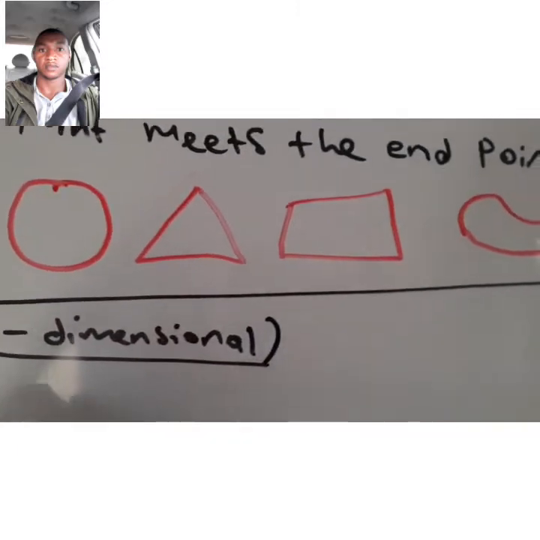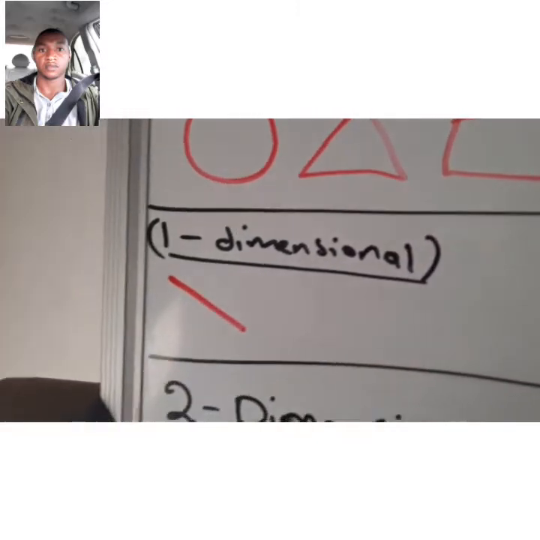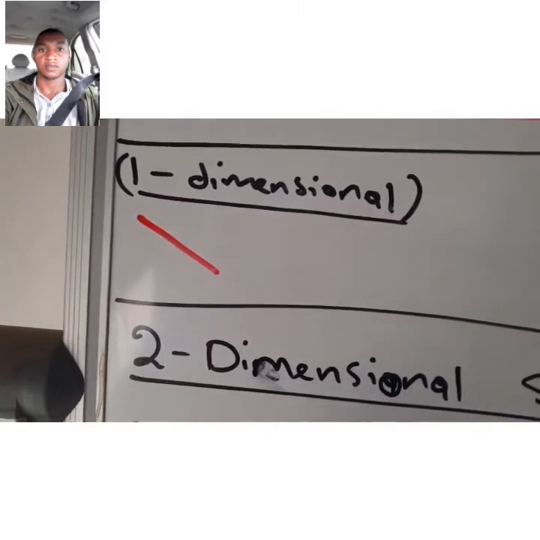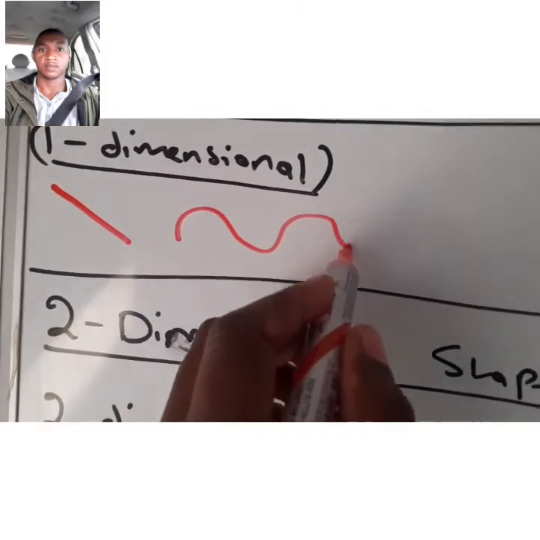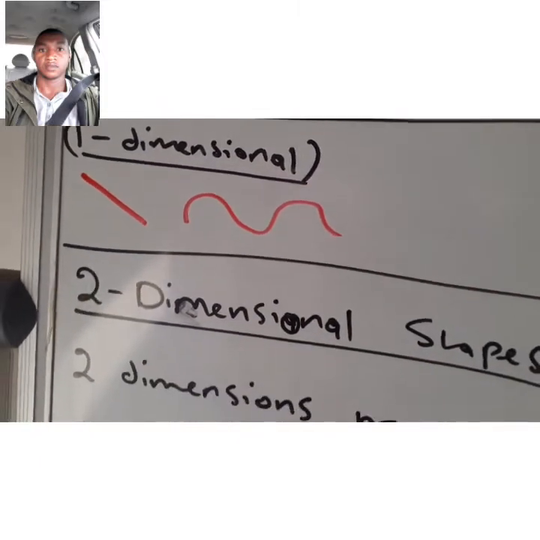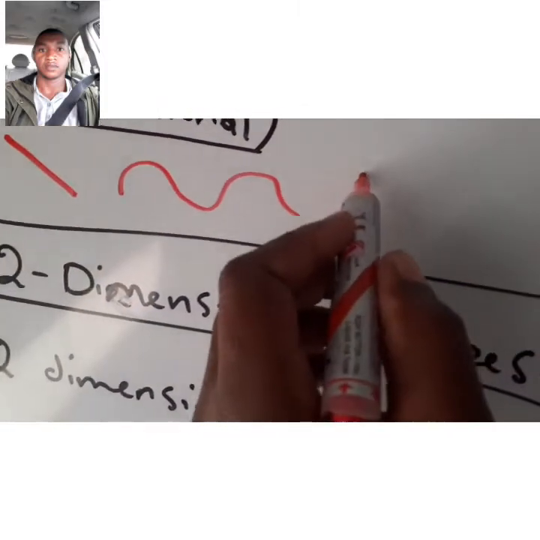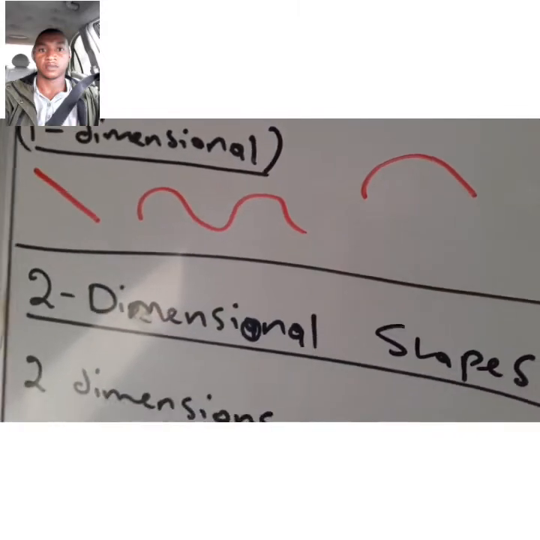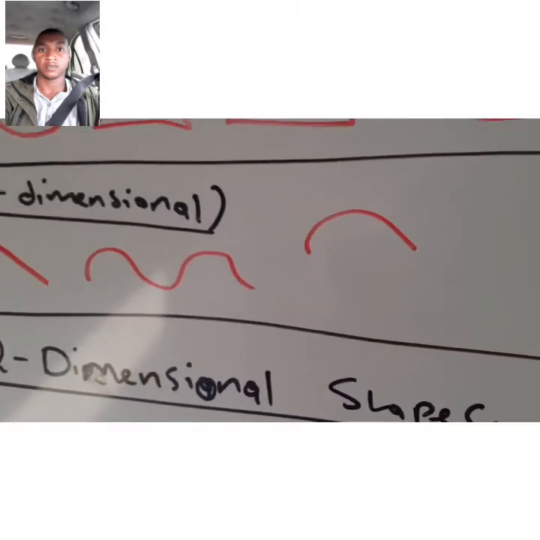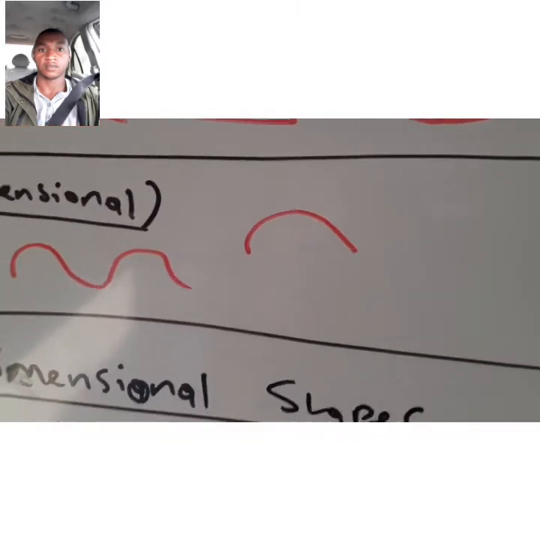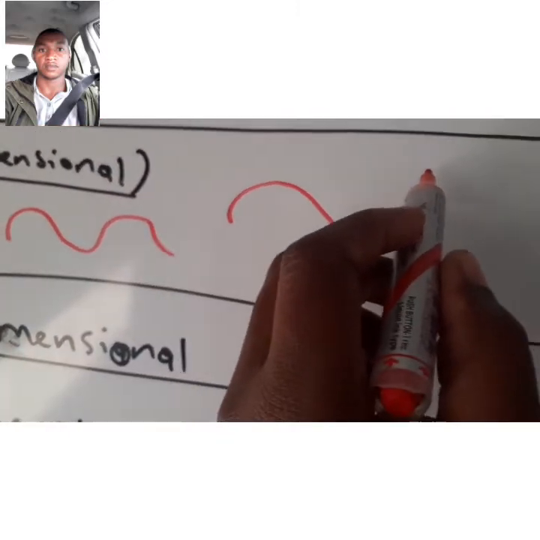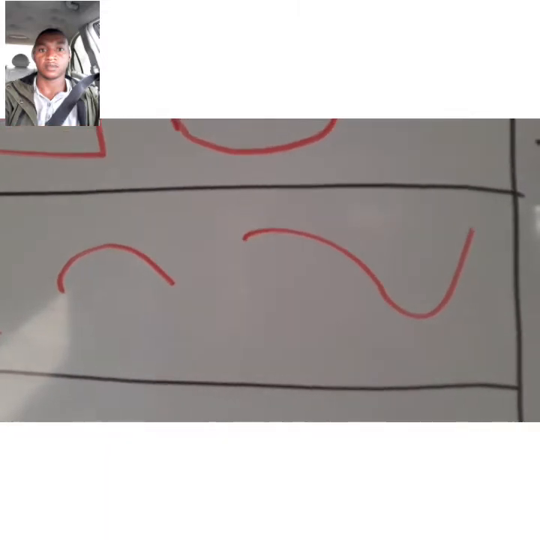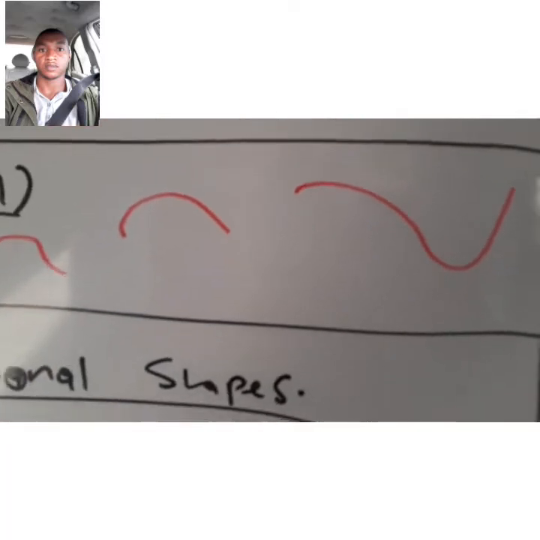So if we had a one-dimensional shape, it would actually be a line. So you see, the starting point does not meet the end point. Therefore, this cannot be considered a shape. These are actually lines and curves, and they have their own names. But since the end point does not meet the starting point, this cannot be considered a shape.